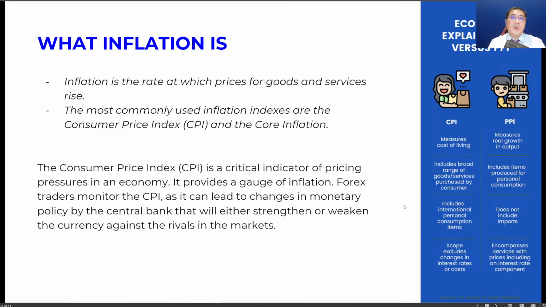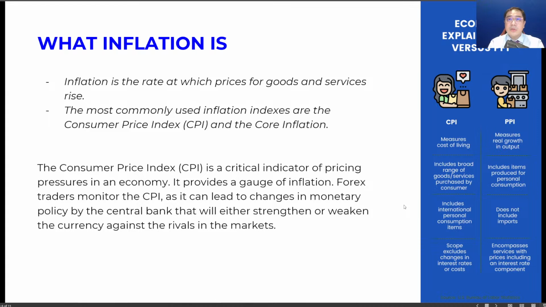So let me go through a little bit about what CPI is. Okay, so CPI measures the cost of living. It includes a broad range of goods and services purchased by consumers, including imported personal consumption items as well. Its scope excludes changes in interest rates or costs. So that's the CPI. That's the data that's going to get released today.